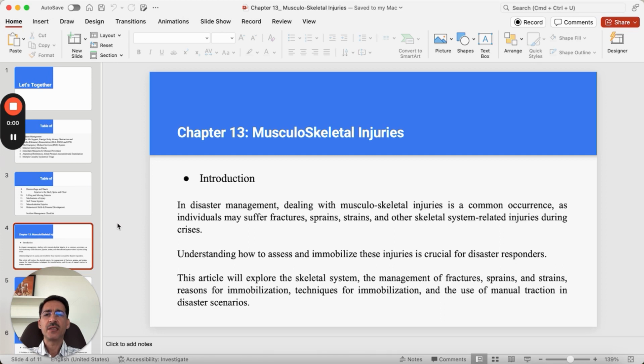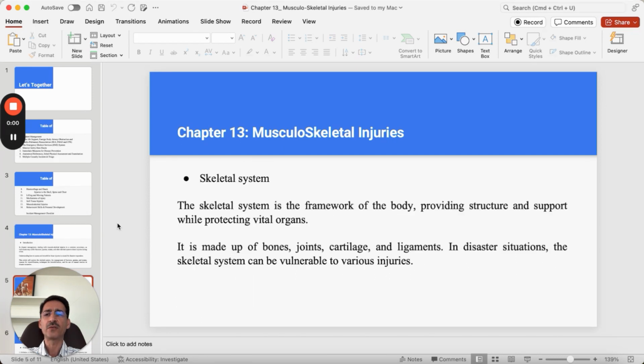Musculoskeletal injuries. In disaster management, dealing with musculoskeletal injuries is a common occurrence as individuals may suffer fractures, sprains, strains, and other skeletal system related injuries during a crisis. Understanding how to assess and immobilize these injuries is crucial for disaster responders. This article will explore the skeletal system, the management of fractures, sprains, and strains, reasons for immobilization, techniques for immobilization, and the use of manual traction in disaster scenarios.